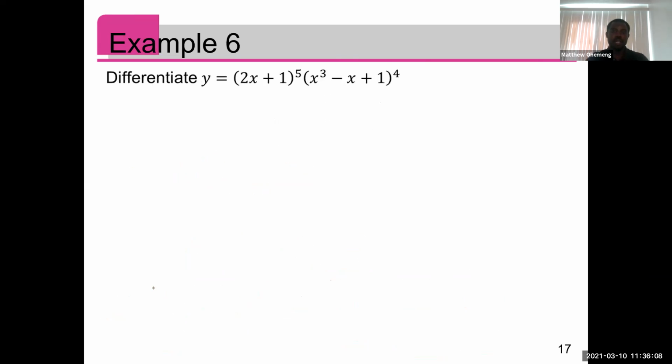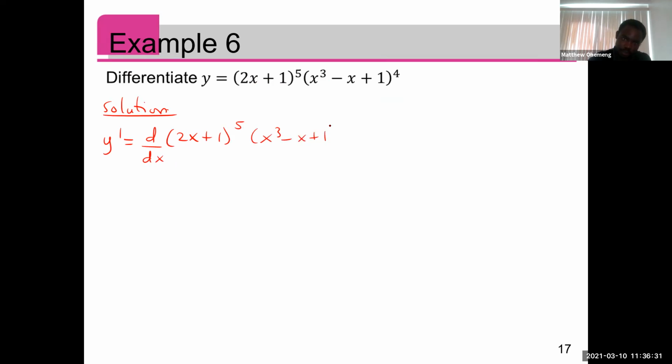Okay. Now let's look at another example, more examples. Let's differentiate this function. So the solution. For this, we need y prime. So just attach the differentiation operator. Here, the independent variable is x, so we just do d over dx. And the expression is (2x+1)^5 times (x^3 - x + 1)^4.